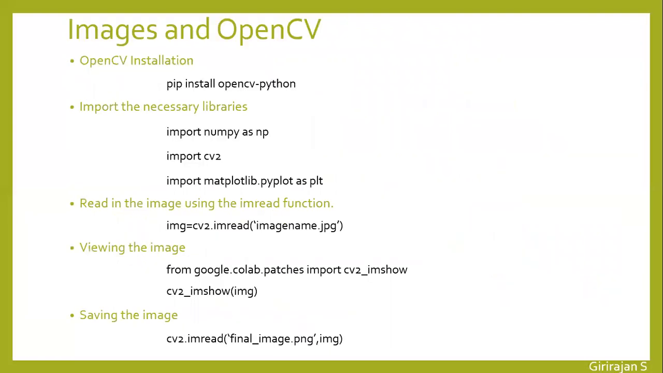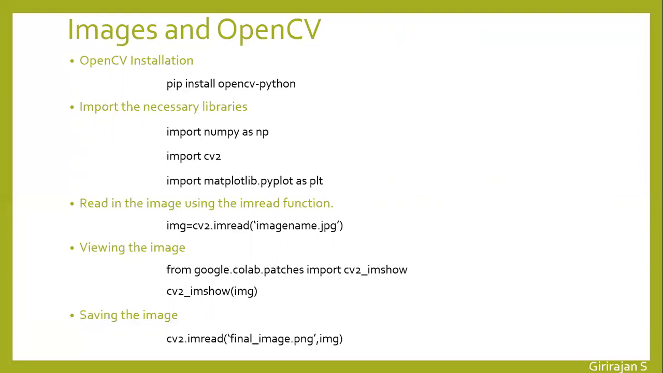The next one is, let's start implementing some basic operations using OpenCV. The first thing we're going to do is install OpenCV. Using pip install opencv-python, we're going to install OpenCV, and then we're going to import some necessary libraries like NumPy. Since images will be converted into NumPy arrays, we need the NumPy package, and then cv2 stands for OpenCV, and matplotlib is a data visualization package. To display an image, we'll be using this matplotlib.